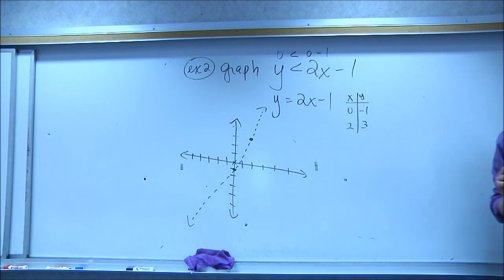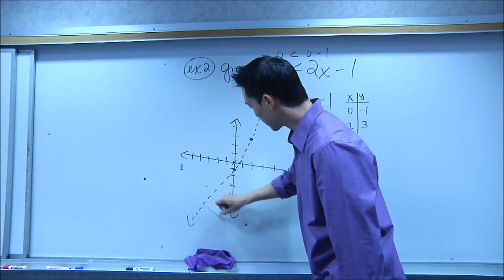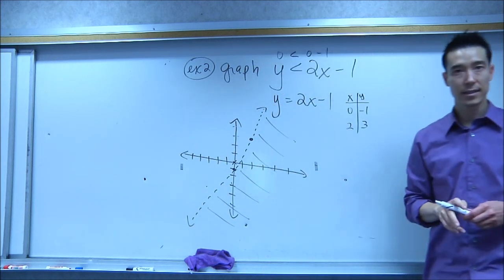Is 0 less than negative 1? Is that true or false? It's false, right? 0 is not smaller than negative 1. Negative 1 is smaller than 0, okay? So instead of shading the side with the test point, I shade the opposite side. And that's it.